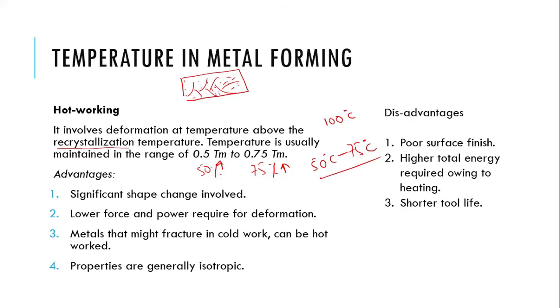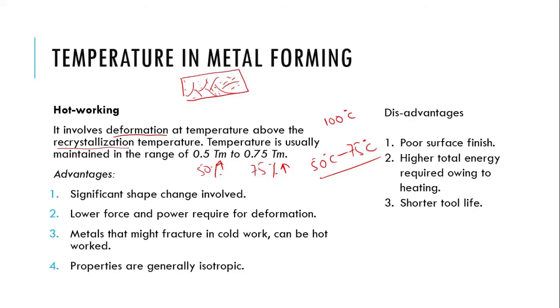So in cold working, we said our primary objective was increasing the strength, while in hot working our primary objective is deformation of the material, or to change the shape of the material. And how do we achieve the shape change? By heating it to a temperature of 50 to 75% of its melting point, or above the recrystallization temperature, so that the material can be recrystallized.